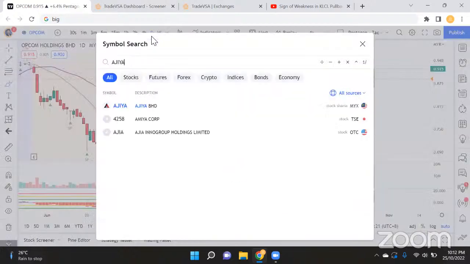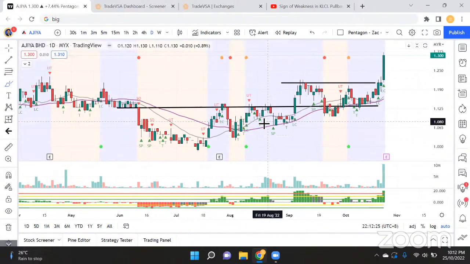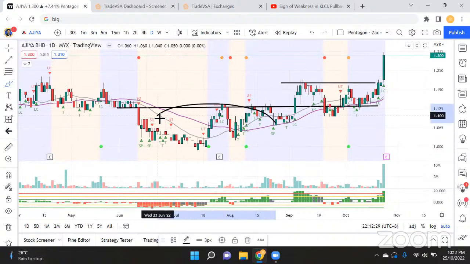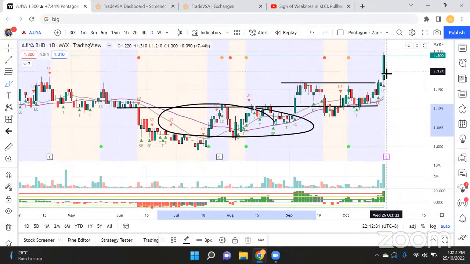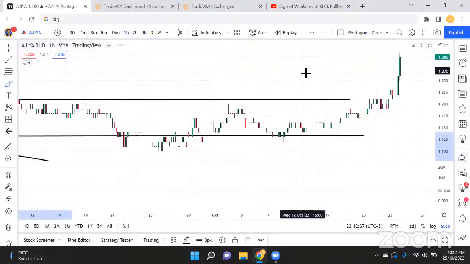Okay, so Agia also finally made a follow through after some period of reaccumulation. Notice here, this is the shakeout area. Volume is pretty good, up 7%. Okay, so this is some of the counters that we do talk about as well in our Telegram channel.